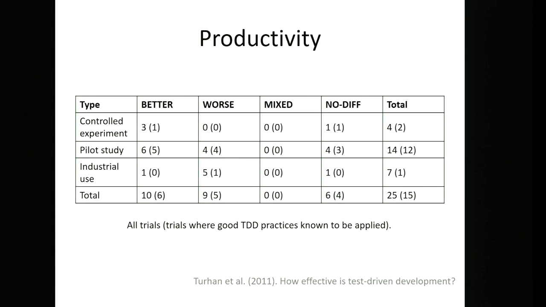What about productivity? So again, productivity is not defined here. It could be lines of code, it could be features, or something else. And what we find here is that teams were more productive in 10 cases, less productive in 9 cases, and then there was no difference in 6. So what can we say here? 10 against 9. What can we conclude from that?